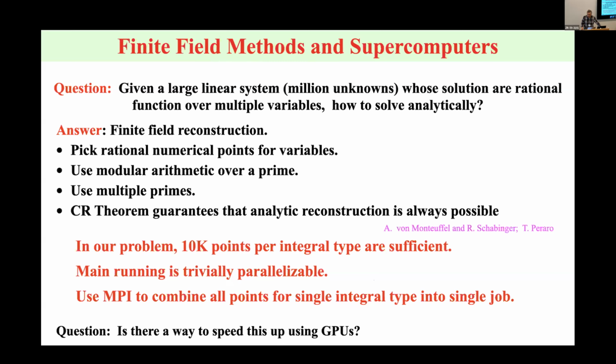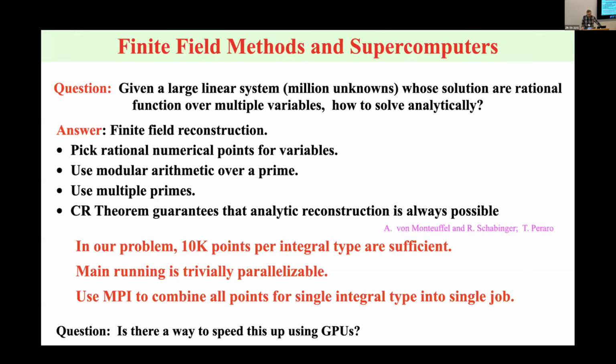Suppose you have a very large linear system. Doesn't matter exactly what it is, and it has millions of unknowns. It's some giant system, and the solution that you're looking for is a rational function of some variables, maybe some kinematic variables. The question is, how do you solve this analytically? The answer is you don't solve it analytically, you solve it numerically, but you have to do it in a very special way. Obviously, you can't use floating point because then you can't reconstruct the exact answer. What you do is you use finite fields.